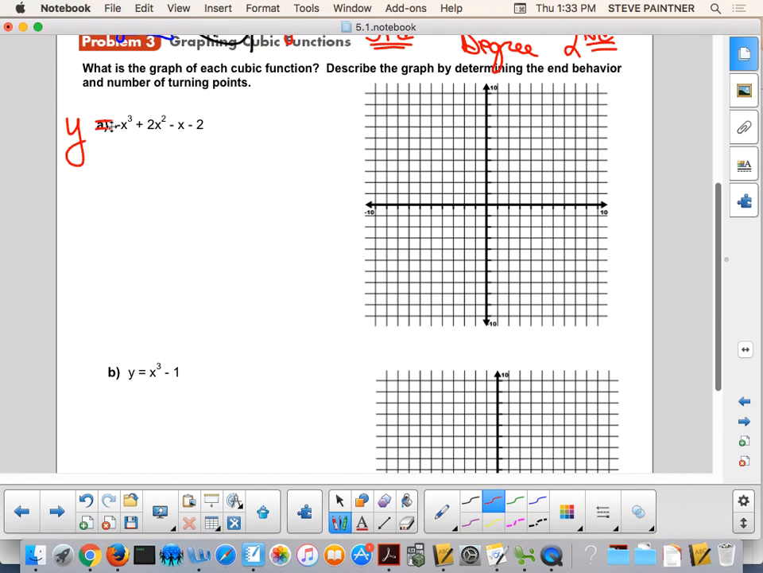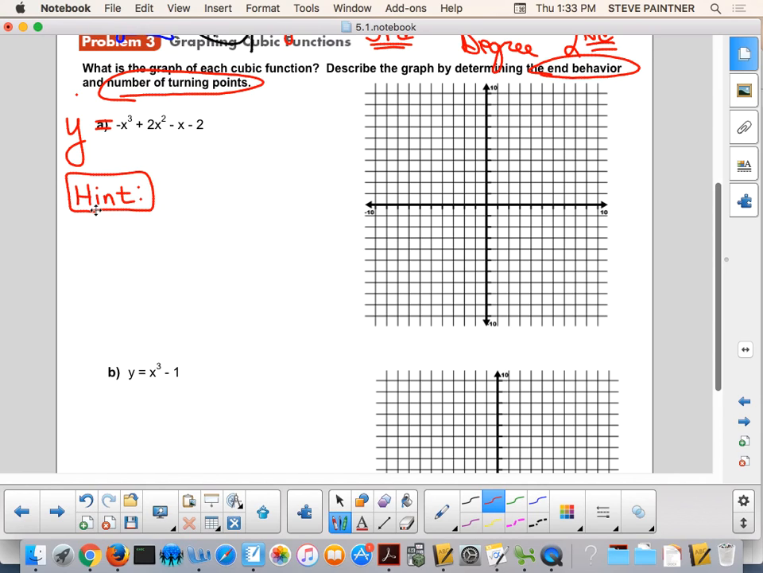Put y equals. Okay, it's an equation. It's a polynomial. y equals negative x cubed plus 2x squared minus x minus 2. It says, what is the graph of this cubic function? So they want you to graph it. Describe the graph by determining the end behavior and the number of turns. You know why they said that to you? They want you to get some kind of hint before you begin this problem.